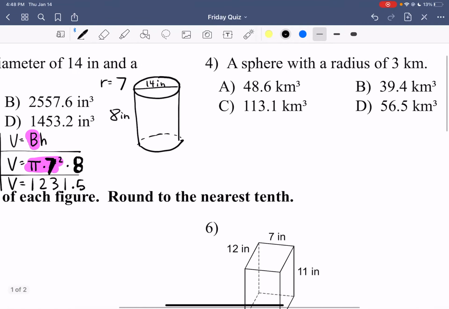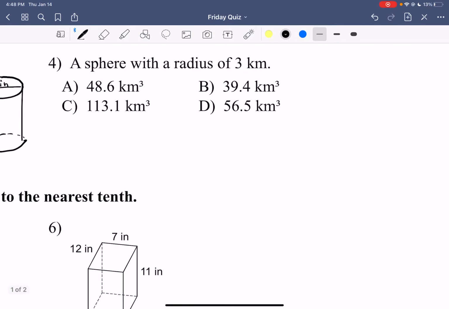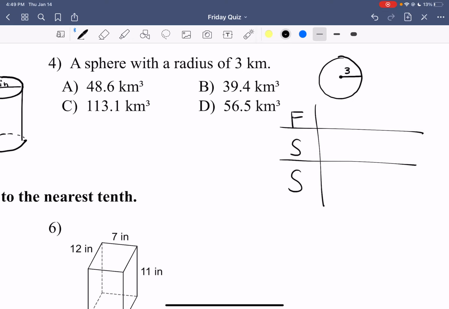All right, our next one, number 4, we have a sphere, so I'm just going to draw a circle, and it has a radius of 3 kilometers. So, formula, substitute, solve. We have our formula, V equals 4/3 pi radius cubed. So, when we substitute, we got 4/3 times pi times the radius, which is 3 cubed.